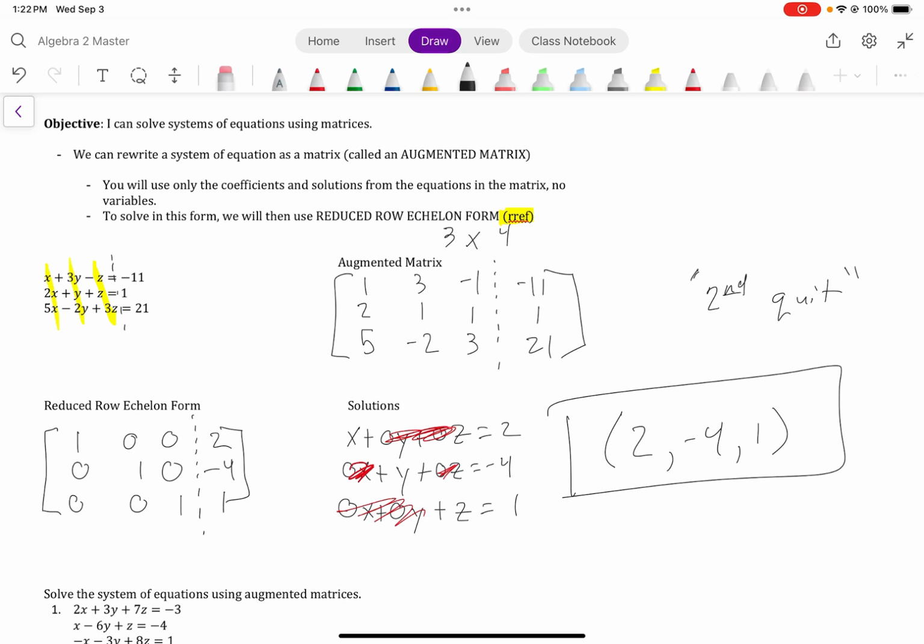Wonderful. The second equation, 2 times 2 is 4, plus -4 gives me 0, plus 1 equals 1. Perfect. The last one is the most complicated. 5 times 2 is 10, minus 2 times -4 is 8, so I've got 10 plus 8 is 18, plus 3 times 1 is 3, so 18 plus 3 equals 21. That's my answer. This is going to be so much faster than having to graph and find where they all run into each other, or trying to solve by substitution and linear combinations, which is actually what's happening. That's how we get reduced row echelon form.